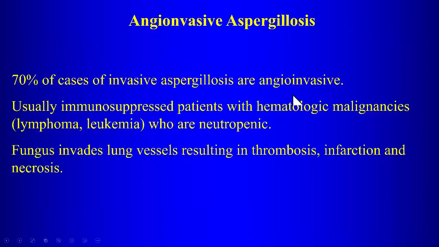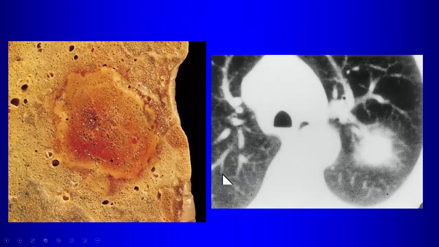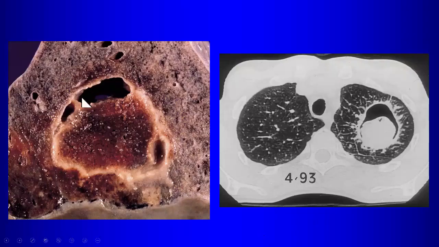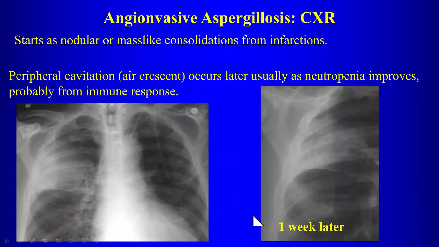All right. So angioinvasive aspergillosis, these are usually immunosuppressed patients who are neutropenic. The fungus invades the blood vessels, resulting in thrombosis and infarction. So it's the hemorrhage around the lesion that gives us the ground glass halo on the CT scan, and then goes on to form the peripheral cavitation or the air crescents in these patients. So it starts out as a mass-like consolidation, and then over time, especially when the white count starts to get better, they develop this peripheral region of cavitation within the lesion. That is the classic air crescent sign of invasive aspergillosis.